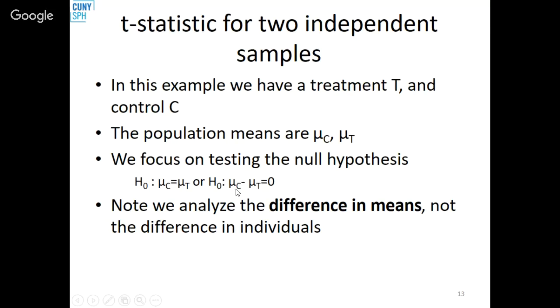To analyze this, we're going to need a t-statistic for two independent samples. I'll walk you through this first. This is the slightly more complicated test. We have two different groups. Each one of them has a population mean. Our null hypothesis is that those two population means are identical. Because they are independent samples, we're analyzing the difference in the means of those two samples. If they were paired, it could be differences in individuals, but this is not the paired test.